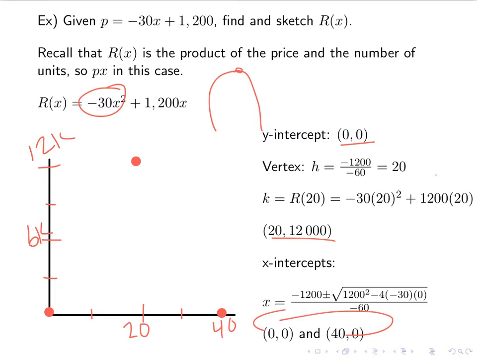And then hopefully those are enough points. I can tell how my parabola is going to look, and I've got my generic version over here. And then I'll just connect them into a semblance of a parabola. Okay. So again, the really nice thing about the revenue is it's always going to be a downwards opening parabola, and it's always going to go through the origin. So it's always going to look something like the following picture. Okay, so let's try another one.